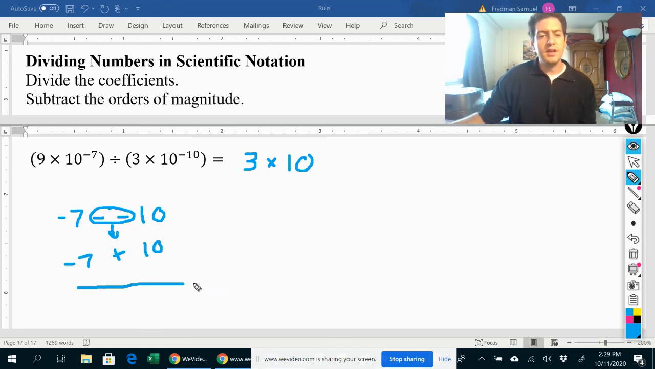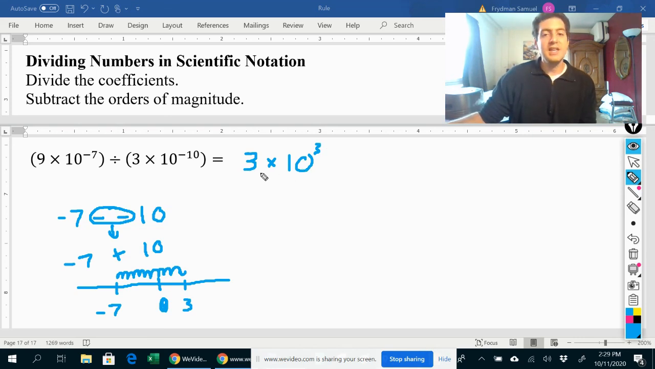And then I'll just think about a number line. Here's 0. If I start at negative 7 and then add 10, that means I go 10 spaces to the right. So 1, 2, 3, 4, 5, 6, 7. I'd be back at 0, 8, 9, 10. That's going to put me at positive 3. So my answer here is going to be 3 times 10 to the third.